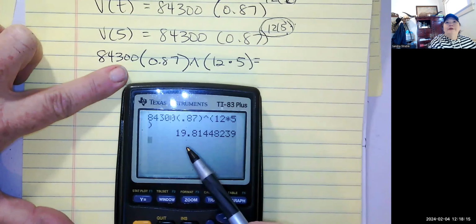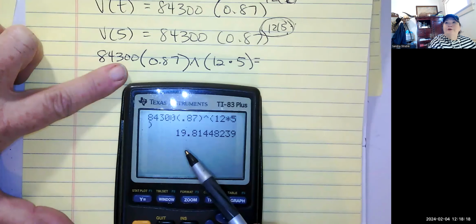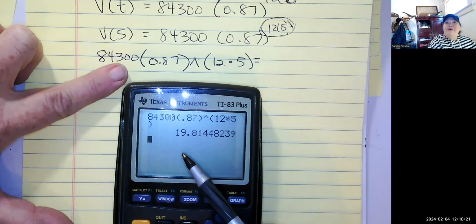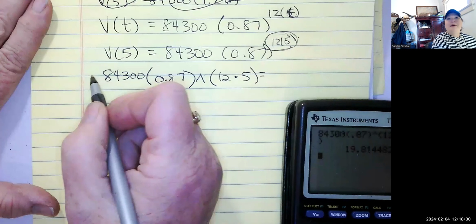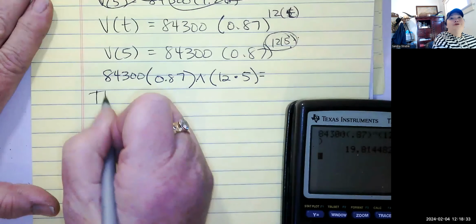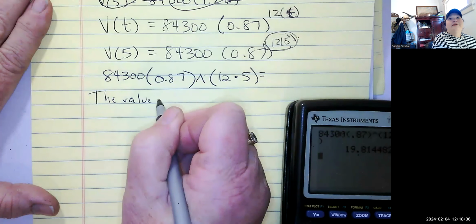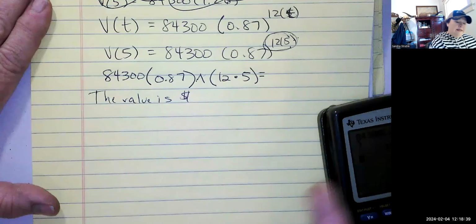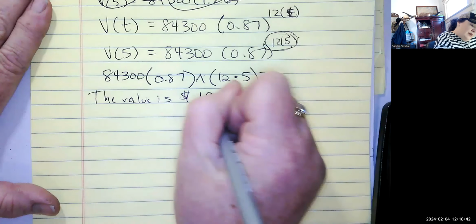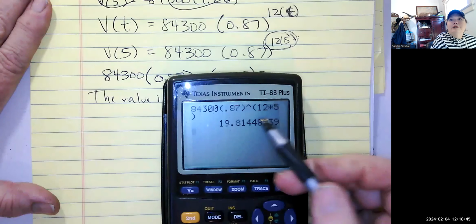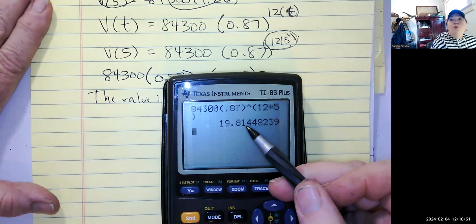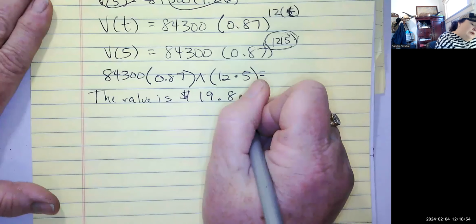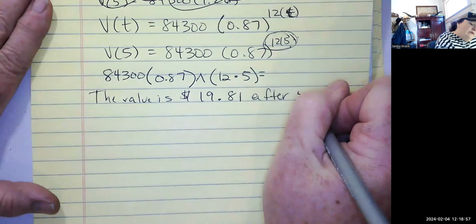All right. So your answer is, it started off with a value of 84,300. Now the value after 5 years is only 19.81448, whatever this means. So we're dealing with dollars here. So we went from $84,300 to the value is, or will be, $19.81. Rounding digit is 1, test digit is 4, test digit is below 5, so we leave the 1 alone. So $19.81 after 5 years.